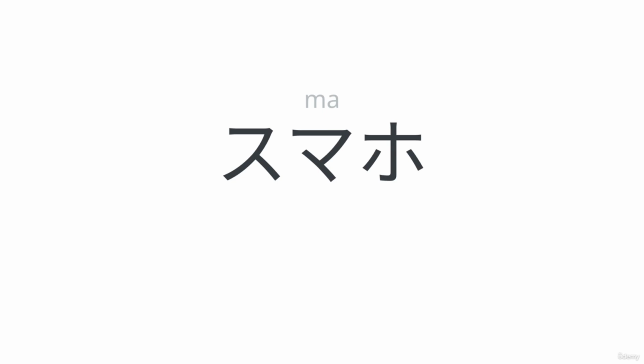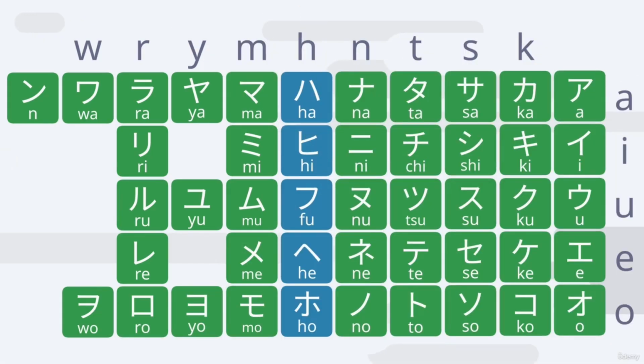We learned the characters ha, hi, hu, he, ho. In the next lesson, we'll learn the characters ba, bi, bu, be, bo.